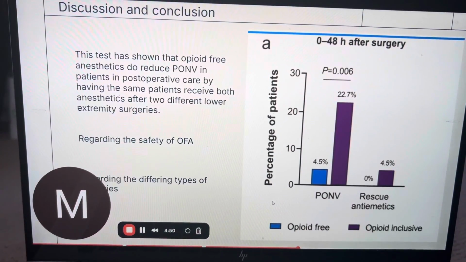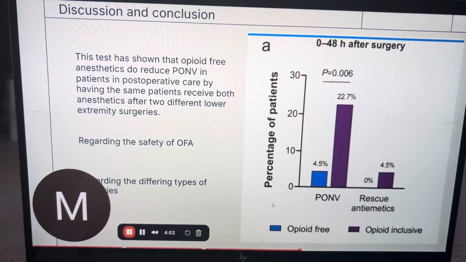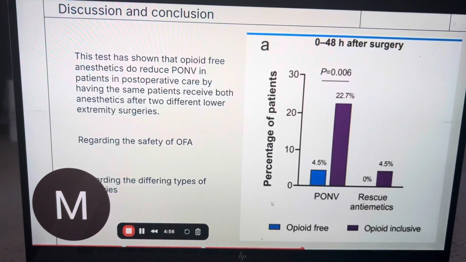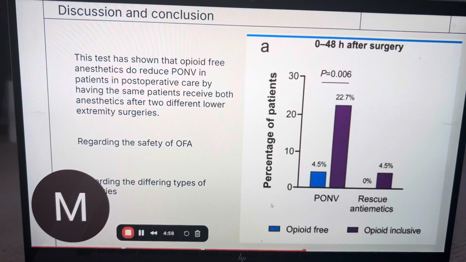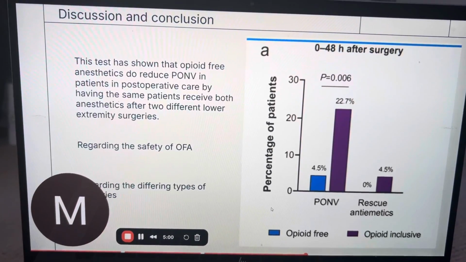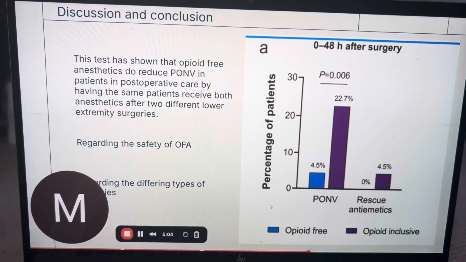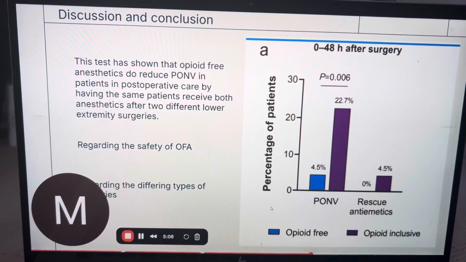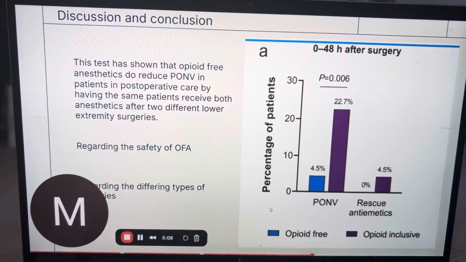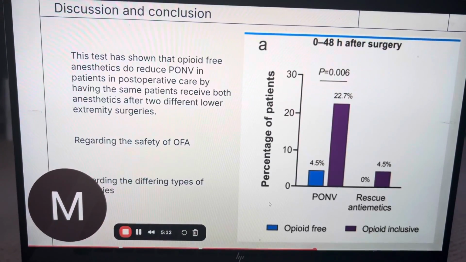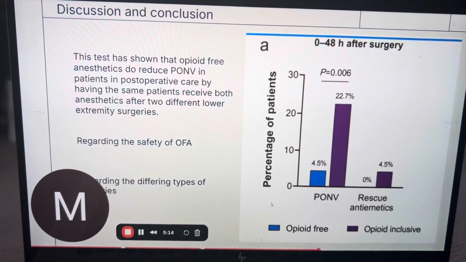Now, like I said, in this graph, on the right side, we can see that 3 people required the rescue emetic therapy. Rescue emetics is simply what doctors will give you if you are experiencing this post-operative nausea and vomiting. And you can see that 0% of the opioid-free anesthetics needed the rescue emetics.